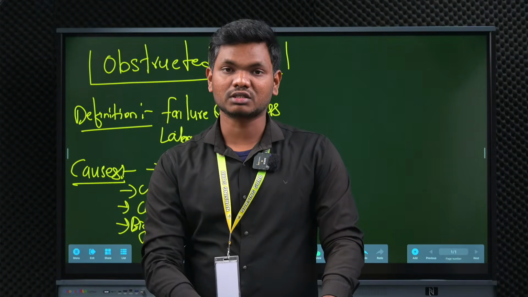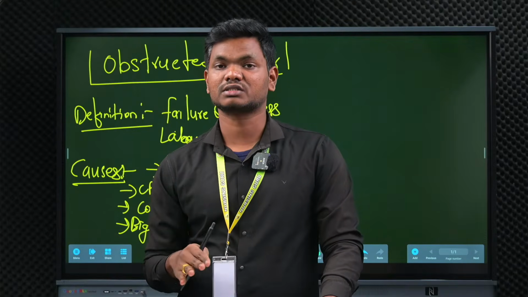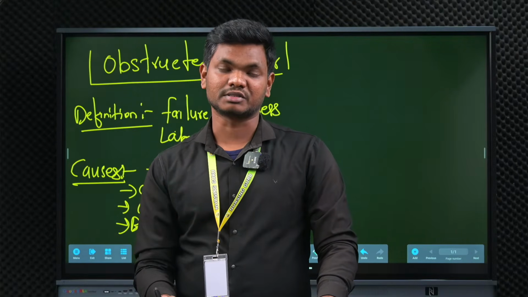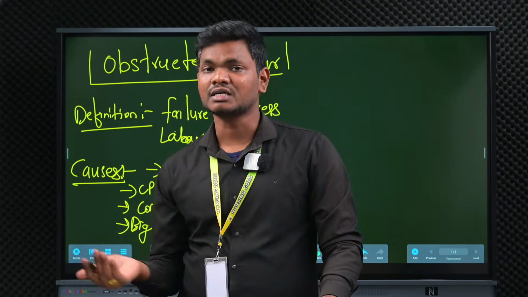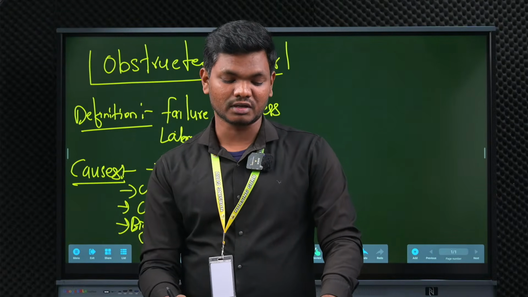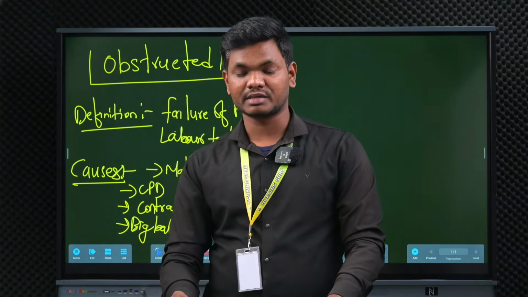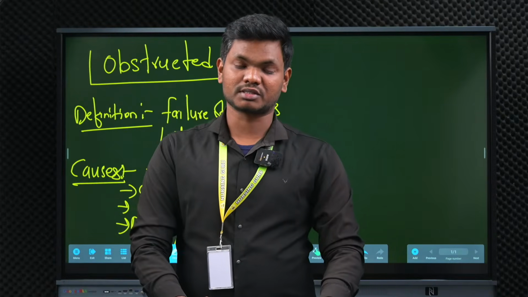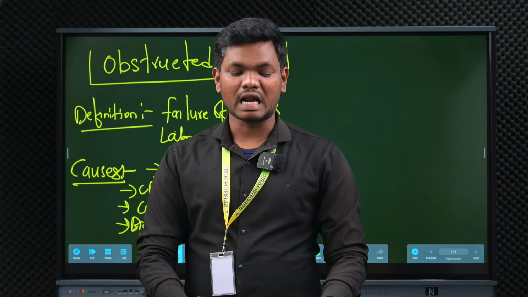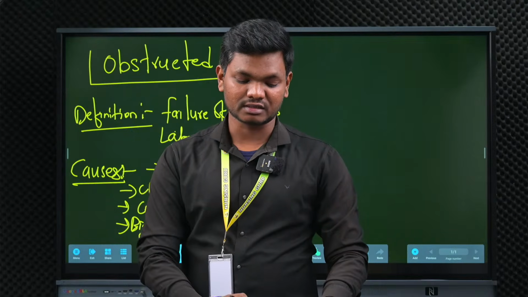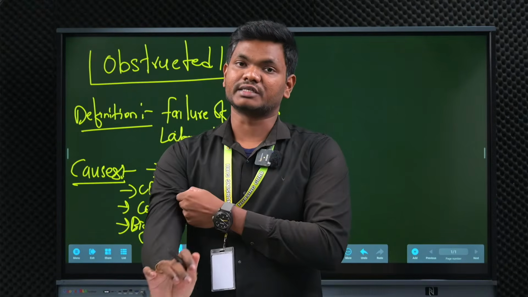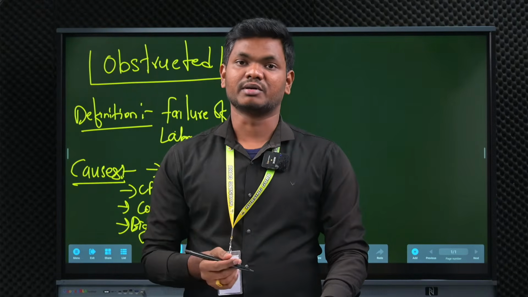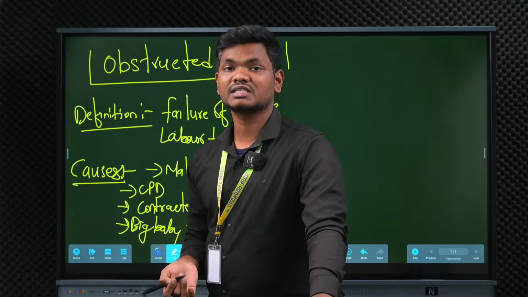And short stature. Those with short stature may have obstructed labor because they may have a different pelvis size. Then pelvic deformity and premature rupture of membranes. And induction of labor time also may lead to obstructed labor. So these are some of the risk factors we can tell.